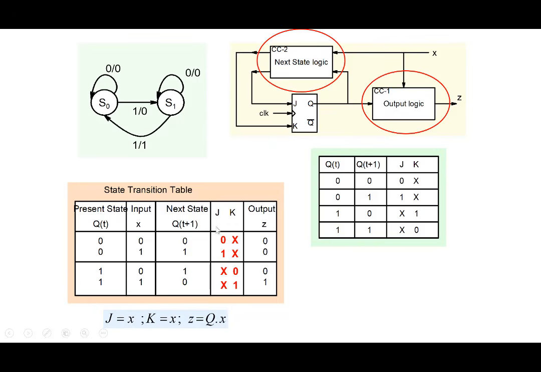I will not go into the details, but you can convince yourself that J equal to x, K equal to x, and Z equal to QX. Note that you can take advantage of the don't care states that are there. All right, so this is the value here, and then our circuit becomes the following. Since J equal to x, you directly connect x here, K equal to x, you directly connect x here, and Z equal to QX, so you use an AND gate here. So that completes the circuit.